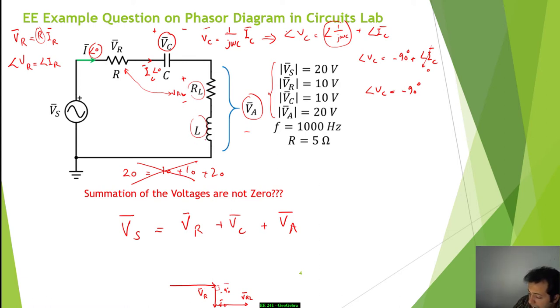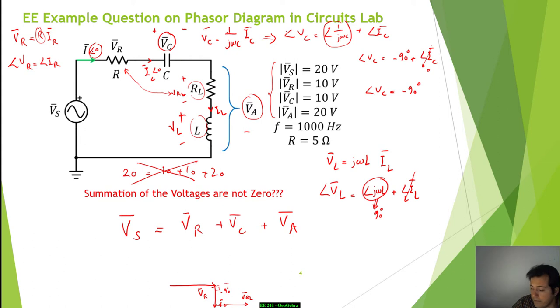Okay. Now, what is the angle of VL? Well, VL is j omega L IL. The angle of VL is the angle of j omega L plus the angle of IL. What is the angle of j omega L? 90 degrees. What is the angle of IL? Well, IL is the same as I. This current is the same as IC, same as I. All of them are the same. Therefore, its angle is also zero. So the angle of VL is 90 degrees.